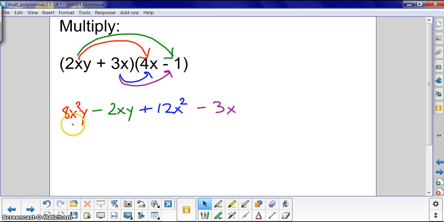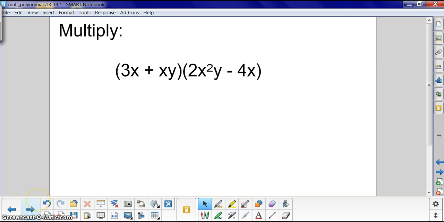And notice I go from 3 degrees, 2 degrees, 2 degrees, 1 degree. When you have two of the same, if you have anything that's just squared, then you put that at the end. Okay, another binomial times a binomial. If we end up with any like terms, we'll squeeze them together. Otherwise, we should have four terms when we're done. All right, give it a try.